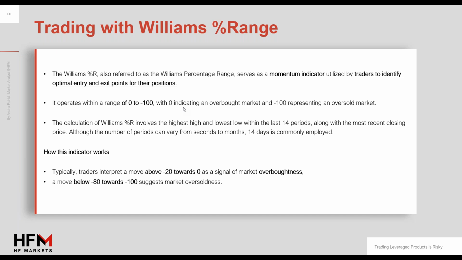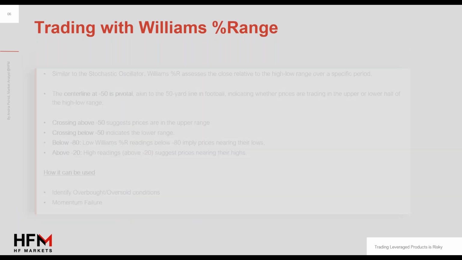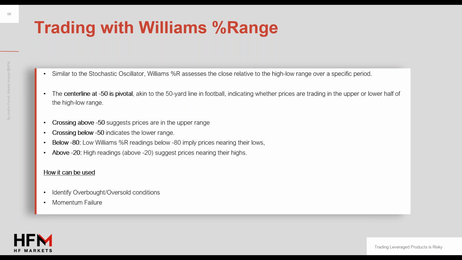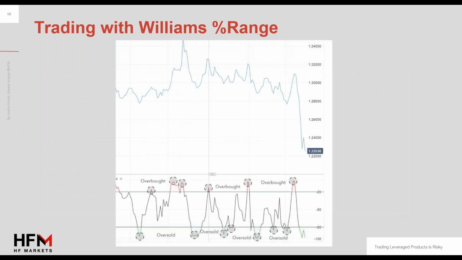Traders will usually take a move above minus 20 as a signal of overboughtness, and a move below minus 80 towards minus 100 as suggesting that the market is oversold. So as you can see over here, right?